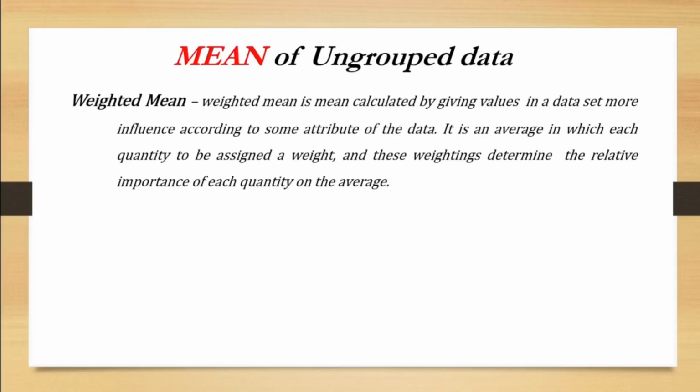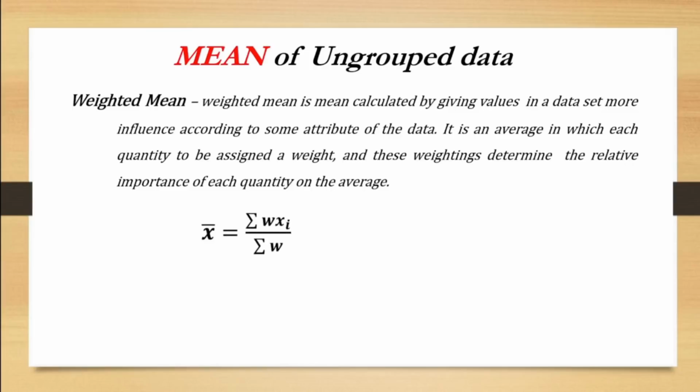Another type of mean for ungrouped data is what we call weighted mean. Weighted mean is a mean calculated by giving values in a dataset more influence according to some attribute of the data. It is an average in which each quantity is assigned a weight, and these weightings are determined by the relative importance of each quantity on the average.